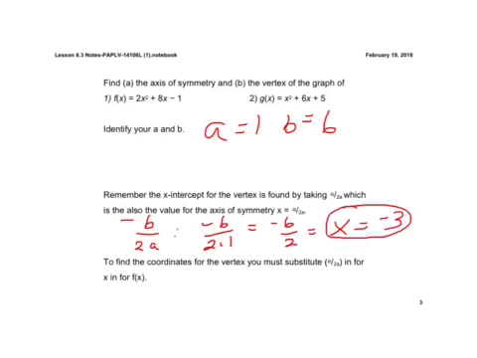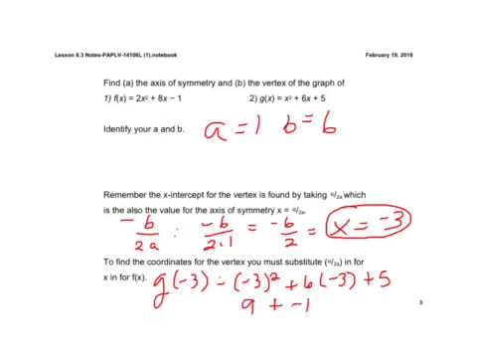Now again, to find our vertex, we're going to take this negative 3 and substitute it into our original. So g of negative 3 would equal negative 3 squared plus 6 times negative 3 plus 5. Negative 3 squared would be a positive 9, plus 6 times negative 3 is a negative 18, plus 5. And now we get 9 plus negative 18 is negative 9, plus 5 would equal negative 4. So our vertex in this case would be the ordered pair (-3, -4).